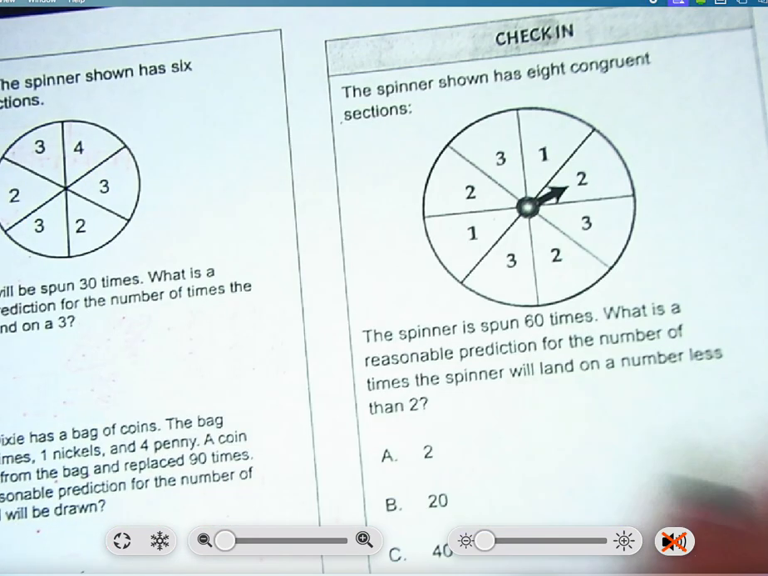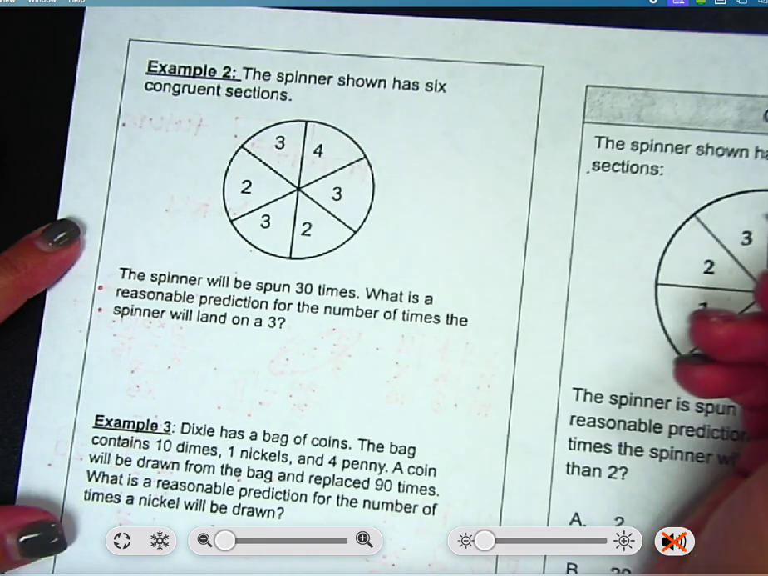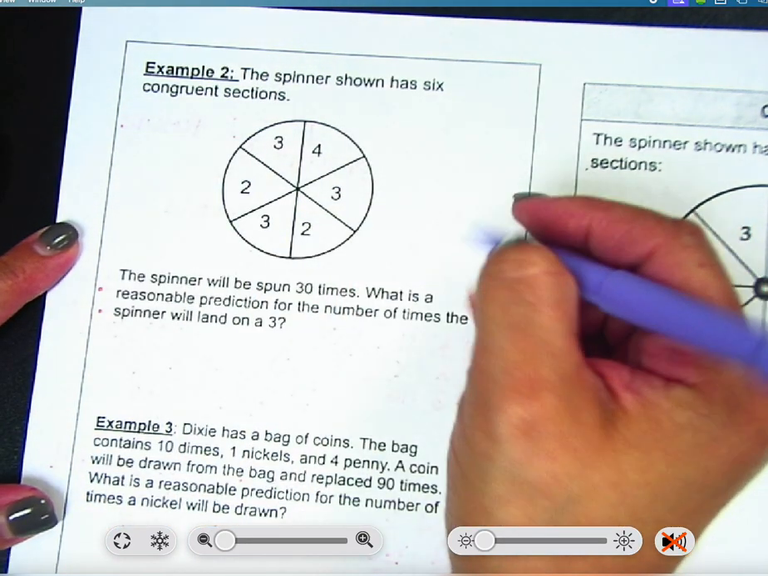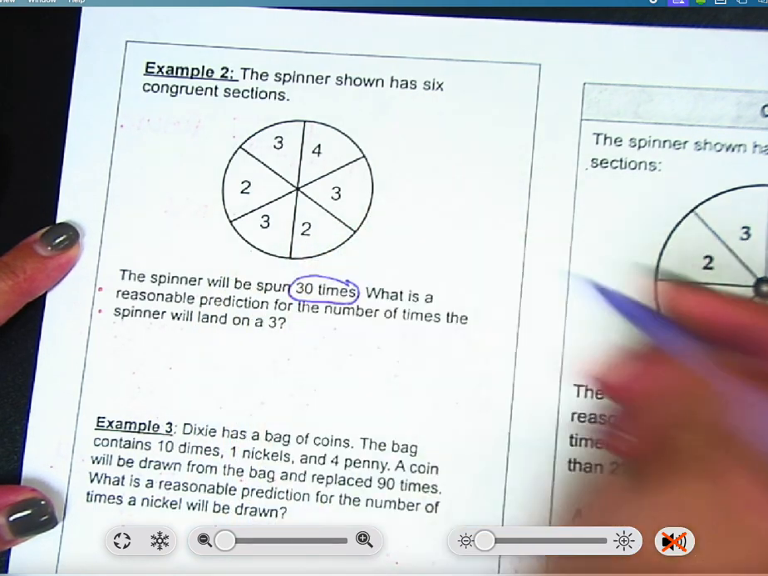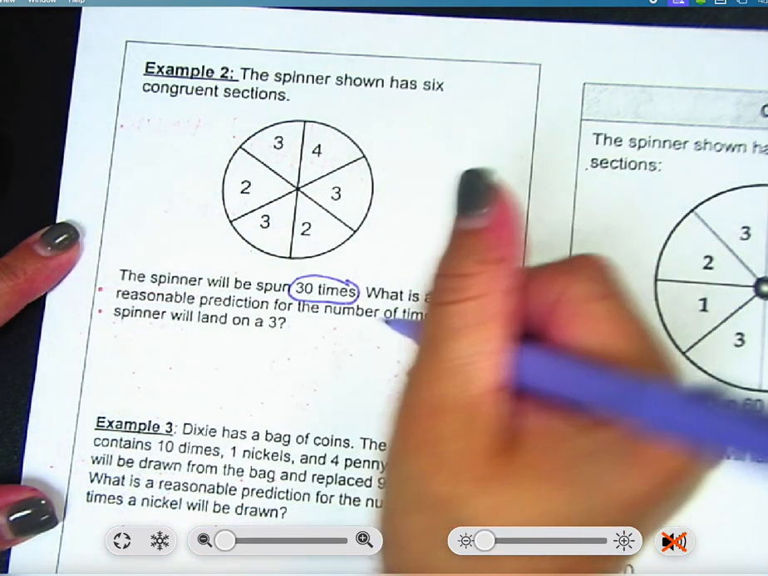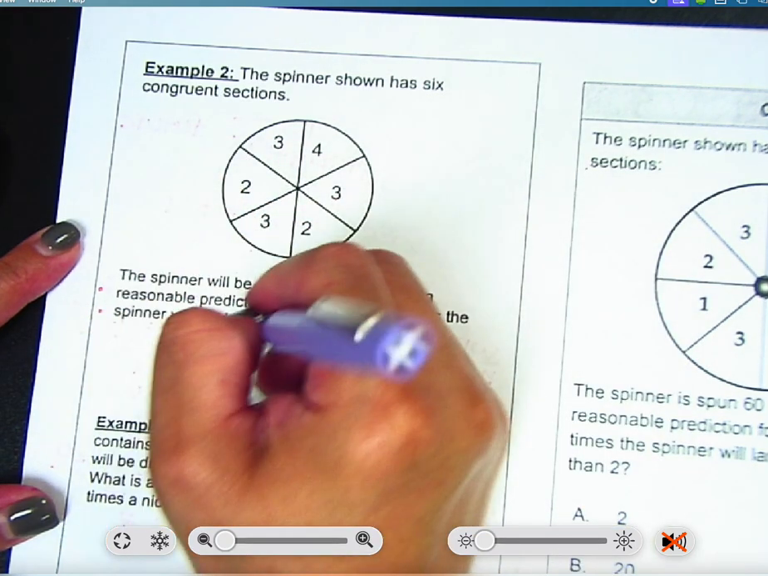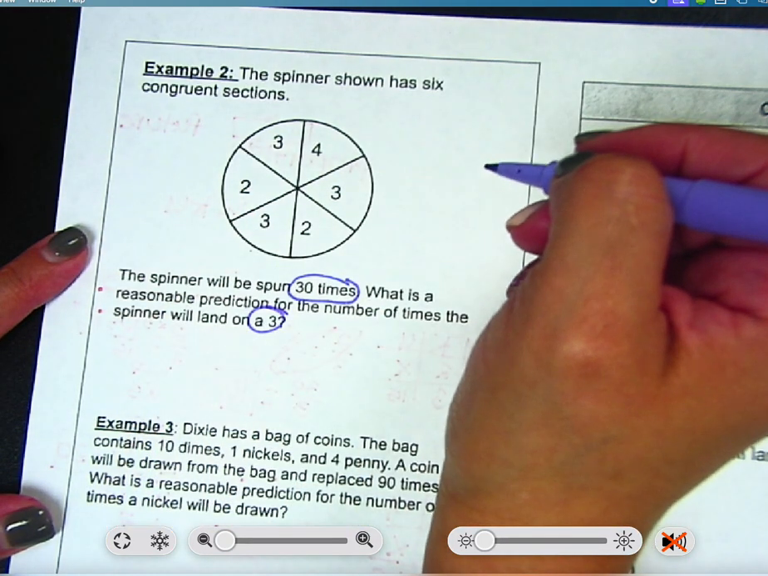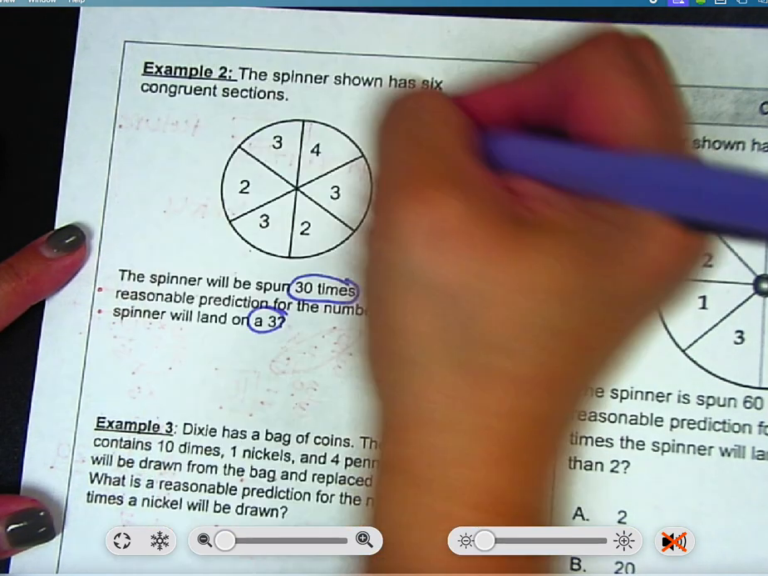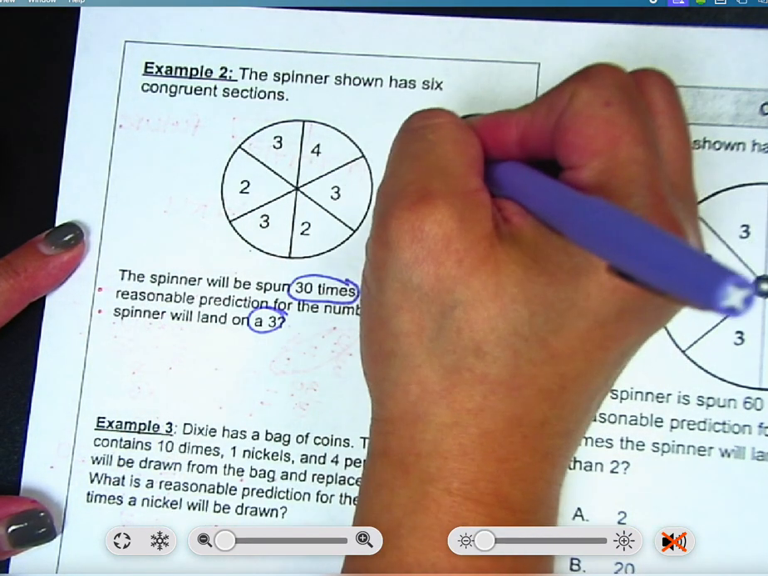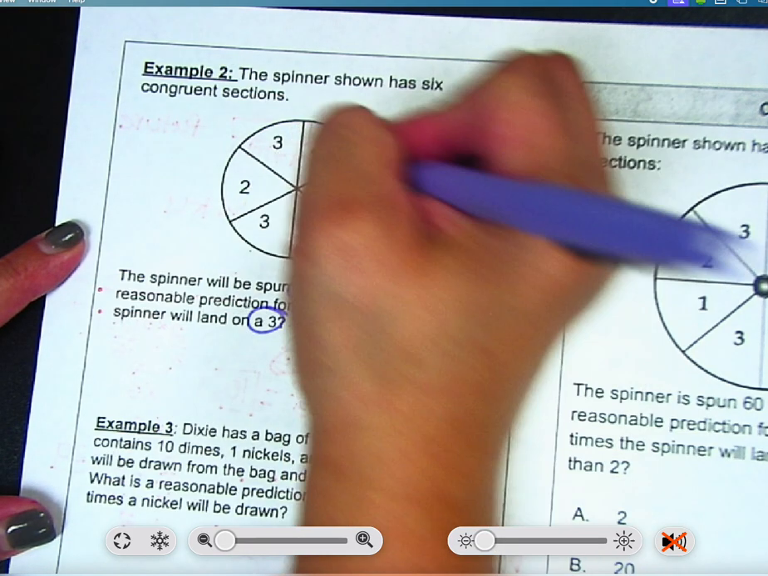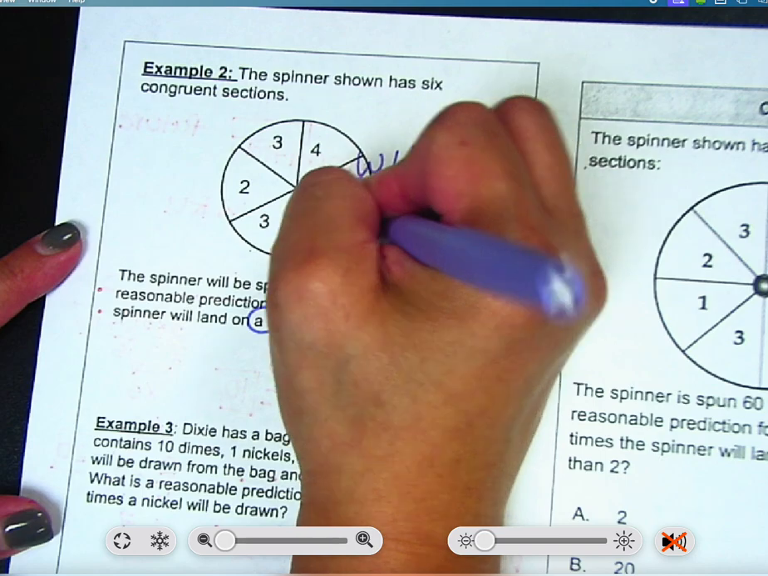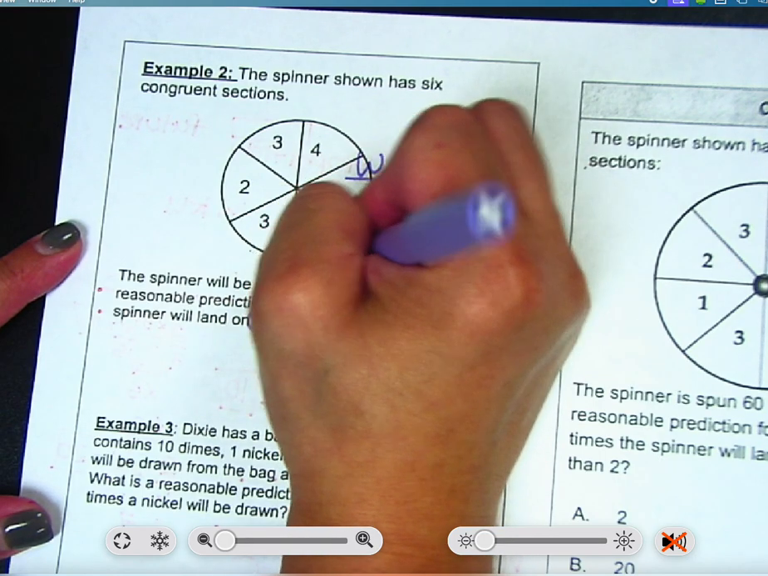All right, we're going to start with our steps. So here's the spinner. The spinner would be spun 30 times, so that's the prediction part. What is a reasonable prediction for the number of times that the spinner will land on 3? So we can go ahead and set up that proportion. And I'm going to do it up here. It's the probability of landing on 3, and then at the bottom is my total.